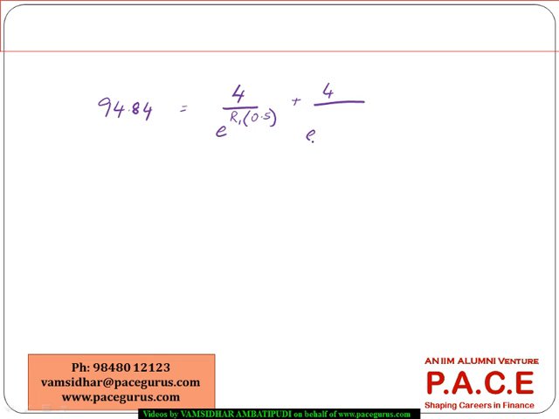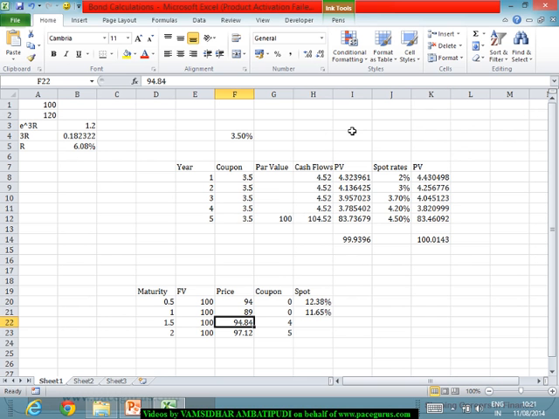Another 4 e to the power of the 1 year spot rate into 1, plus another 4, and even the face value would be paid because that is the maturity period, 1.5 year. So R3 multiplied by 1.5. I know R1 and R2 already, so I can first compute R1 and R2, or I can compute the cash flows based on R1 and R2.